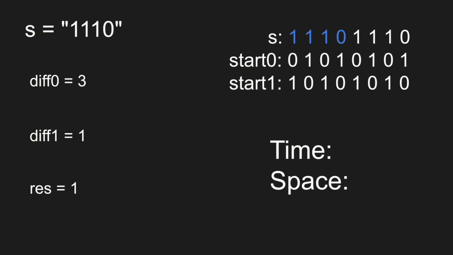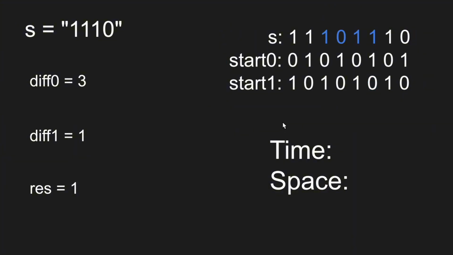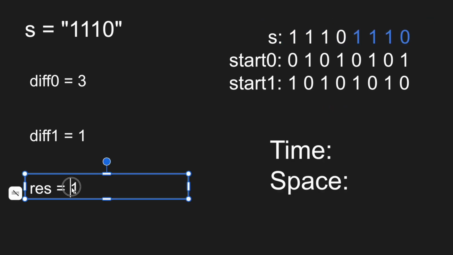And now we can perform the type 1 operation, bring this to the back, but these will remain the same. Bring this to the back, these will remain the same because as we can see, 3 differences in start 0 and 1 difference in start 1. Bring this to the back again, it'll stay the same, and bring this to the back again, and of course it'll stay the same. So now that we have come to the end, we can return 1 as our result.